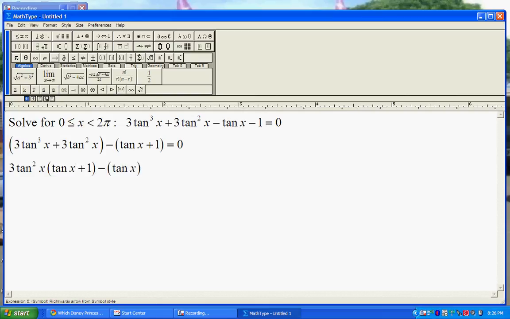Once I do this, I notice that I have two terms that have a tan of x plus 1 factor, so I can factor out a tan of x plus 1 from the entire left side. Now that I have the left side completely factored, I can set each of these factors equal to 0 and solve each one of them separately.